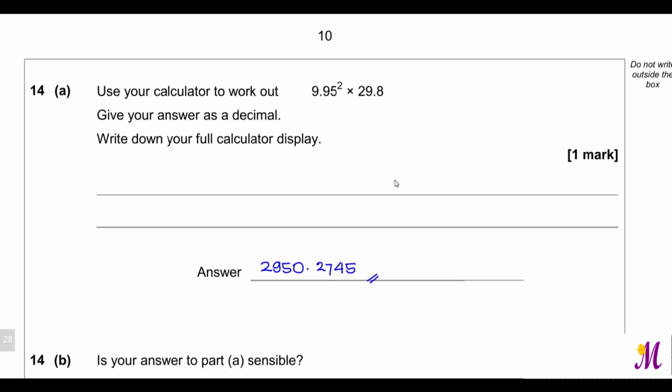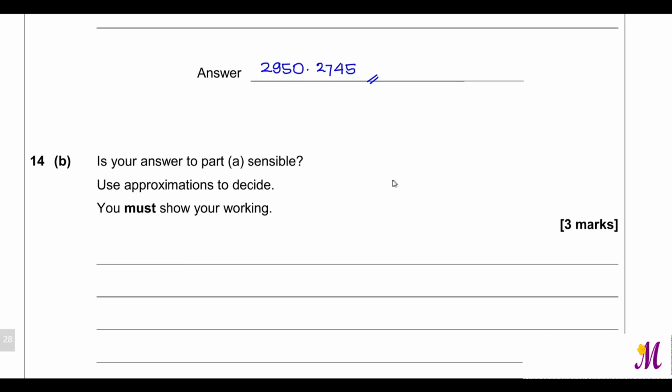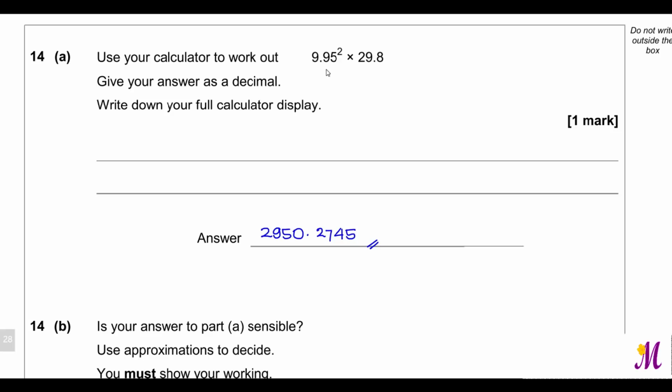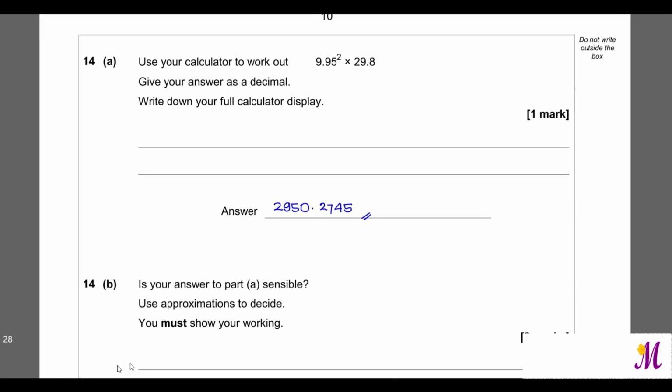Let's continue. Now 14b. Is your answer to part A sensible? Use approximation to decide, and you must show your working. Okay, how do we approximate this? 9.95 is almost 10, so we can approximate it like 10 square. And 29.8, we can say it's nearly 30. So if I use approximation, that will be 10 square times 30. Well, 10 square is 100, and then 100 times 30 will be 3000.